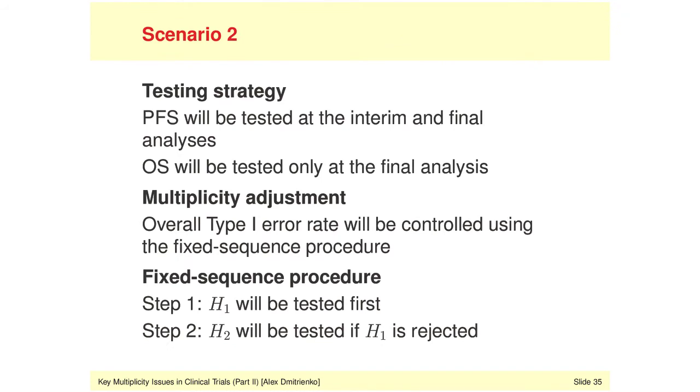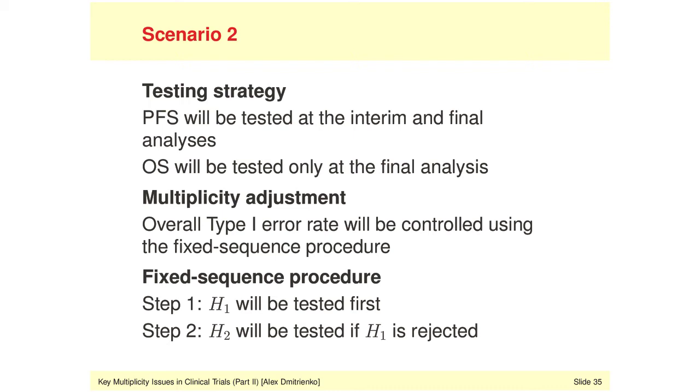To help understand why we need to predefine an alpha spending function for the secondary endpoint for overall survival, it will be very helpful to examine the following scenario. We're going to refer to it as scenario 2, and the difference between scenario 1 that we have just considered and scenario 2 is that the progression-free survival test will be carried out at the interim analysis as well as the final analysis, but with the overall survival test, we're going to only look at the effect on overall survival once during the study. We're going to carry out the test only at the final analysis.